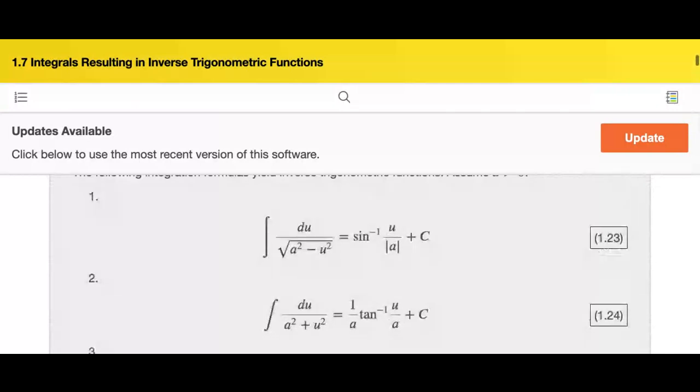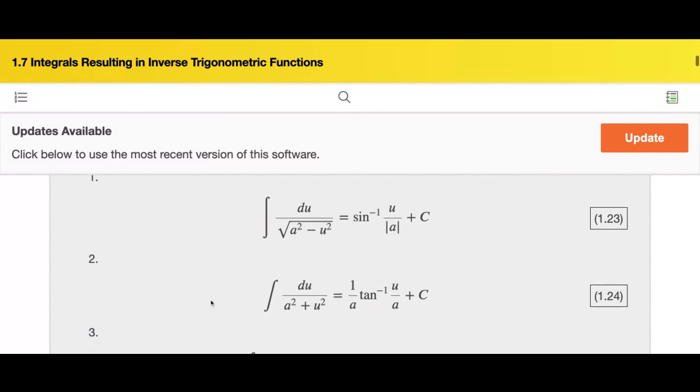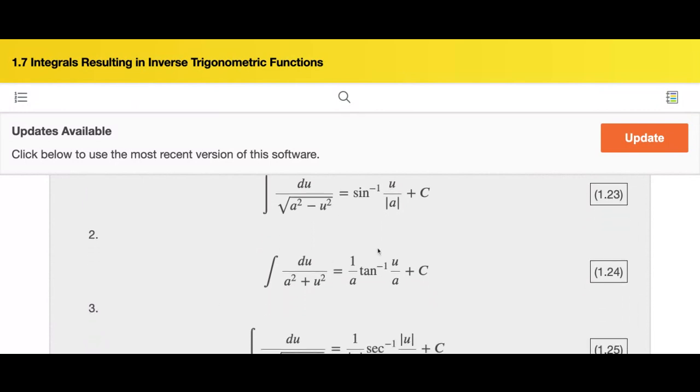Okay, the first one is the square root of a squared minus u squared in the denominator, and that's arcsine of u divided by the absolute value of a. So we did a couple of exercises. And the second one is arctangent. For arctangent, we have to have the integrand as 1 over a squared plus u squared.